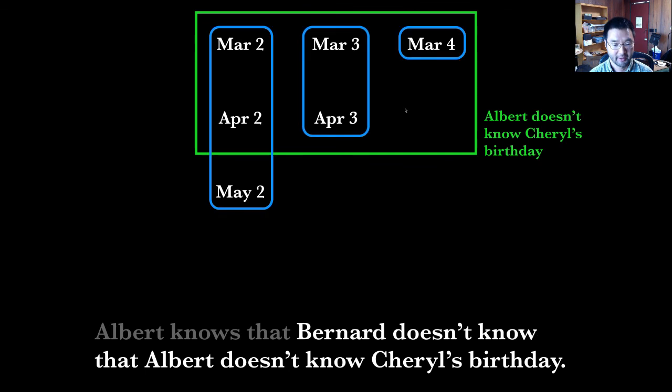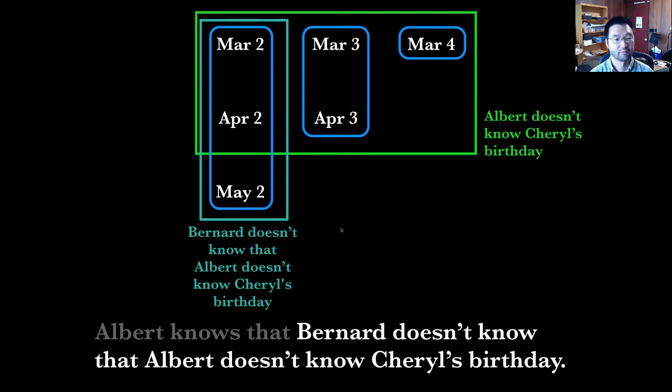Now back it up. When does Bernard not know that Albert doesn't know Cheryl's birthday? Well, we put Bernard's bubbles up there. When does Bernard not know this event? Well, at March 4th, March 3rd, April 3rd, Bernard's bubbles stay inside. So in these dates, Bernard knows the event. The only time that Bernard doesn't know the event is over here, these three states. This is when Bernard doesn't know that Albert doesn't know Cheryl's birthday.